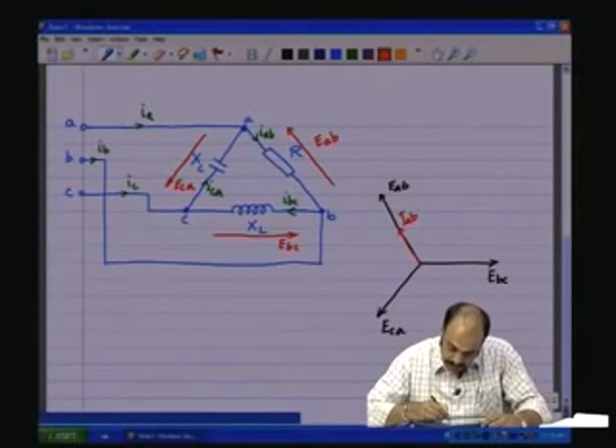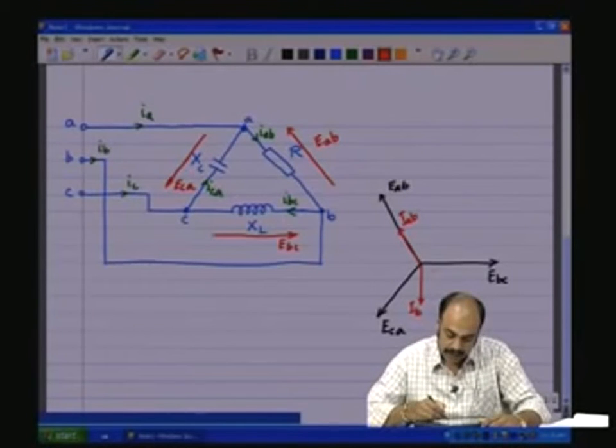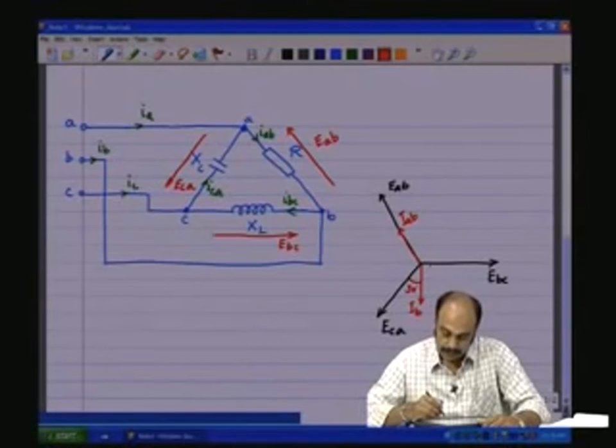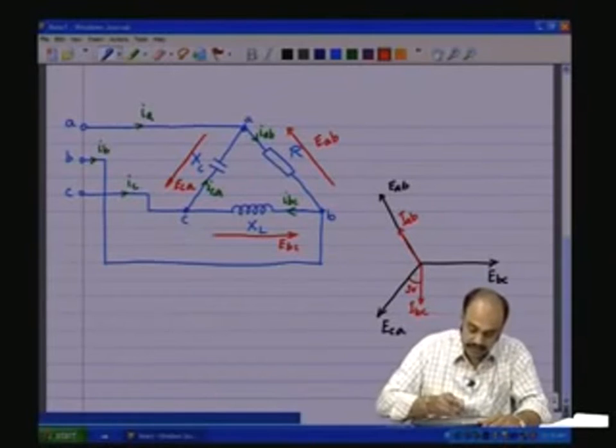So, IBC is going to lag by 90 degrees. If this is 90 degrees, this would be 30 degrees. 90 plus 30 is 120 degrees. So, IBC is lagging EBC by 90 degrees because of the inductive load.